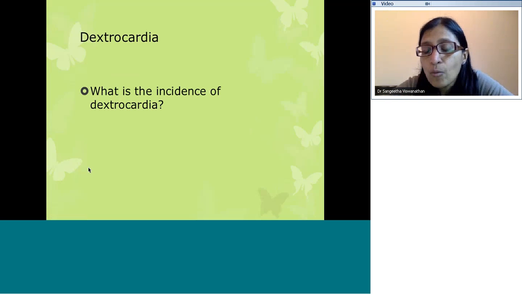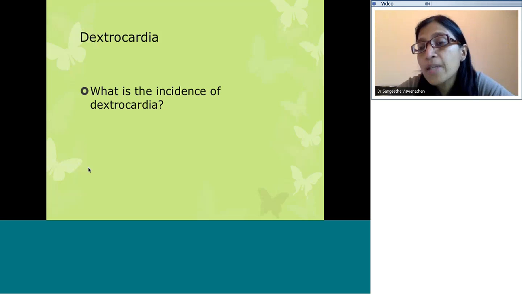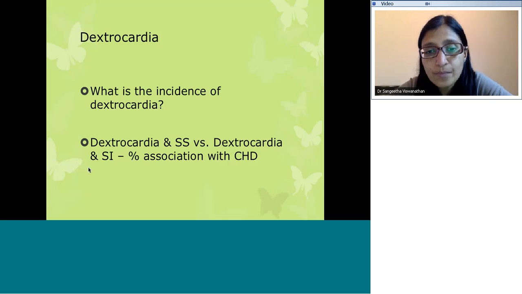So what is more associated with congenital heart disease? Dextrocardia with situs inversus, or isolated dextrocardia, that is with situs solitus and dextrocardia? This you should know. Correct. So isolated dextrocardia, or situs solitus and dextrocardia, is more associated with congenital heart disease. Usually in situs inversus and dextrocardia, the heart is structurally normal.